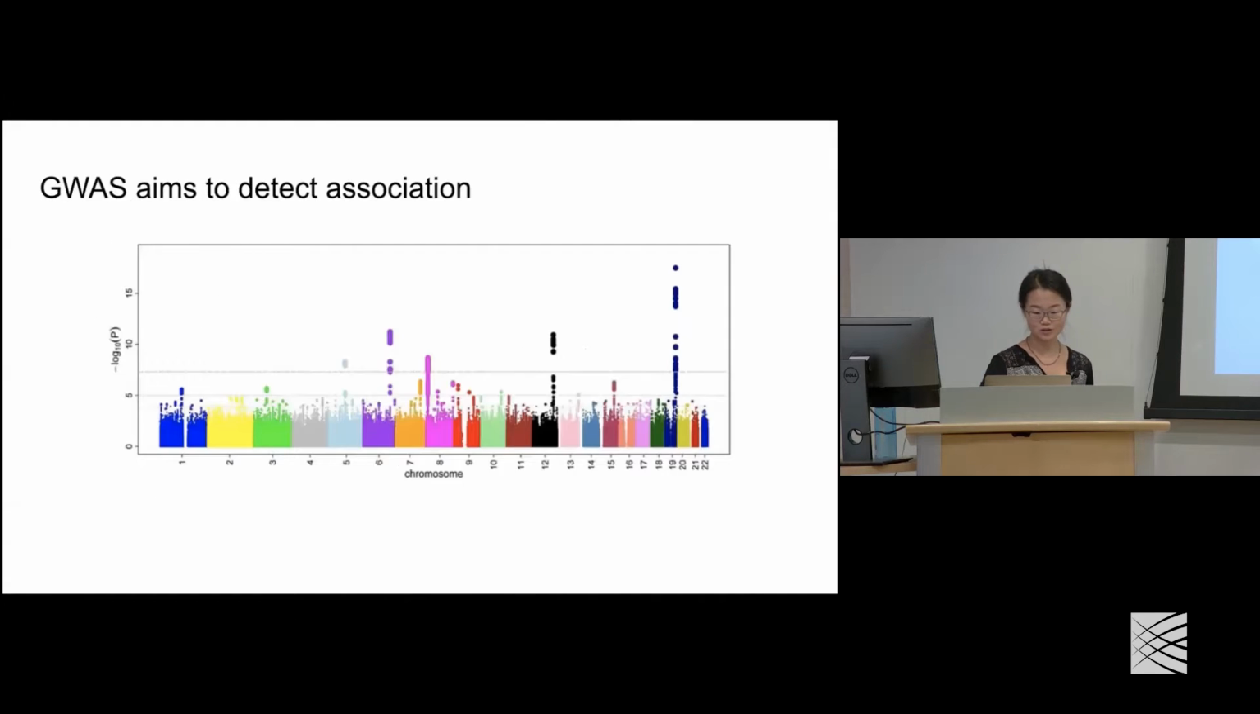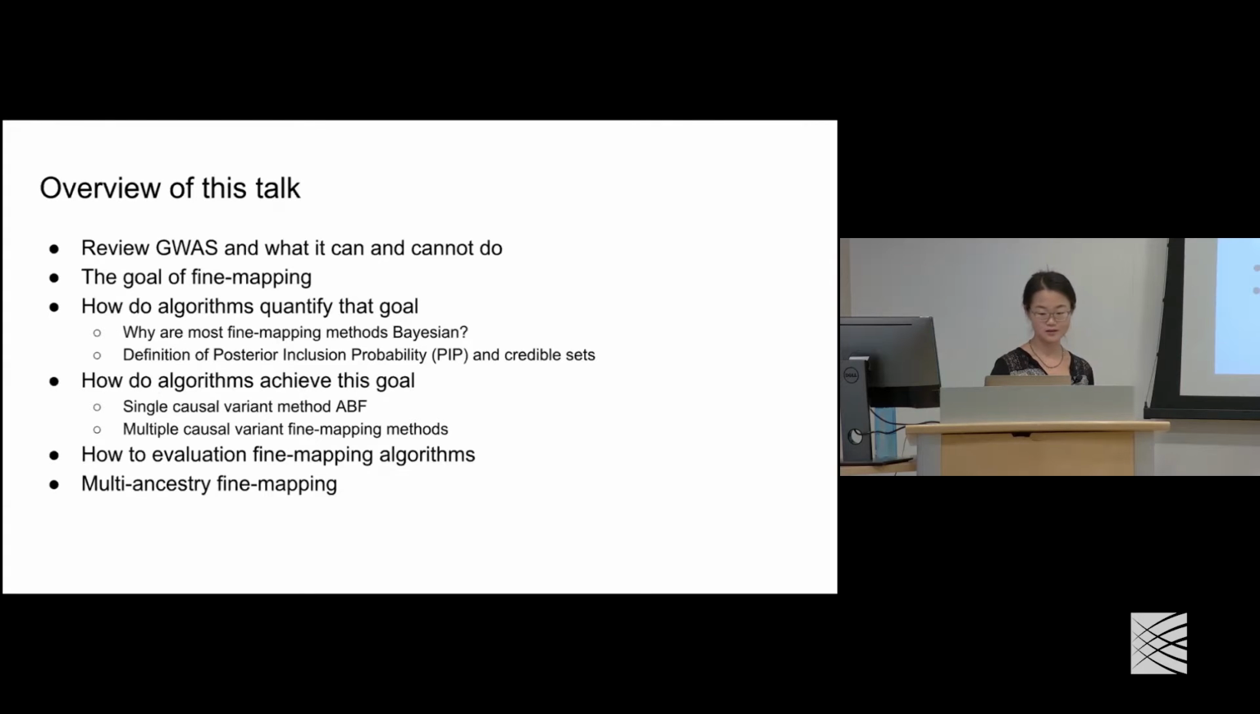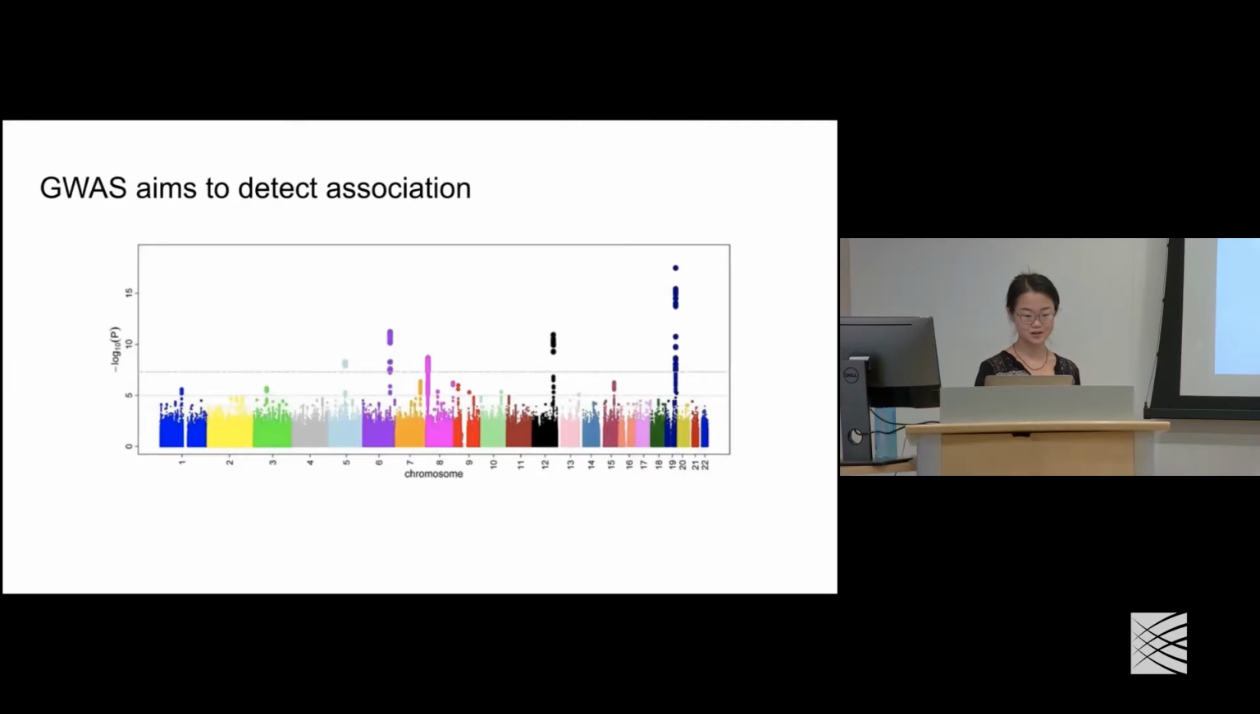After that, I want to talk about how algorithms achieve this goal. First, we'll start with a simple case, the single causal variant method, ABF. Then we'll talk about the pros and cons, and that leads directly into the motivation for modeling multiple causal variants. After that, I want to talk about a topic that I don't think is talked about often enough, which is how to evaluate fine mapping methods. And last but not least, I want to talk about multi-ancestry fine mapping, and there are basically 3 approaches to do that. So, okay, let's get started on GWAS.